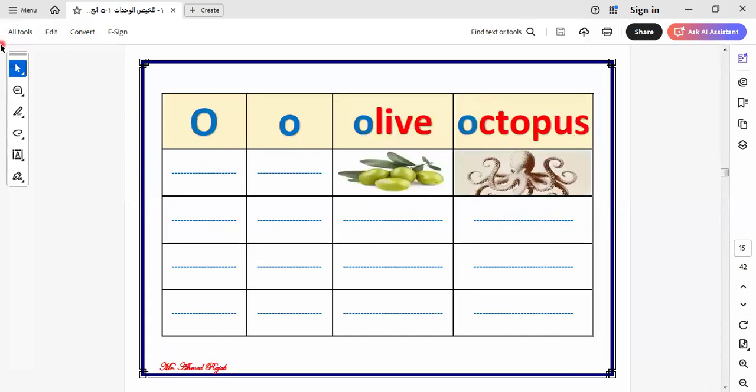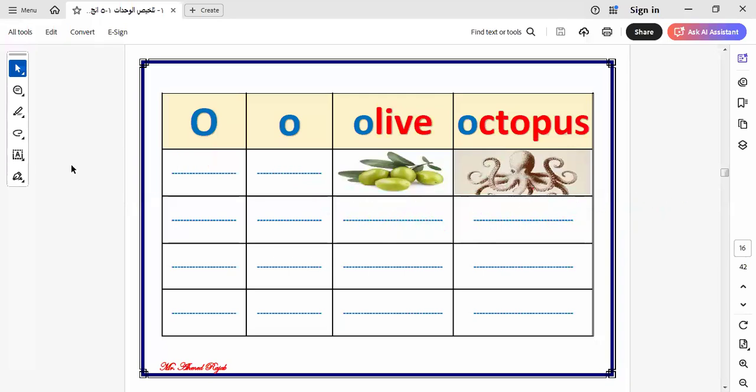Capital O and small o, olive and octopus. Olive and octopus. Next it will be capital B and small b.